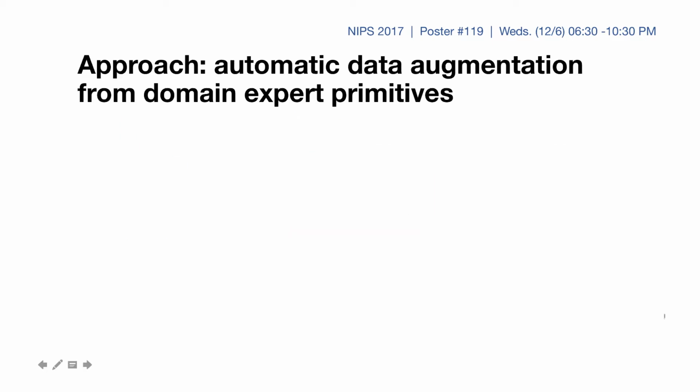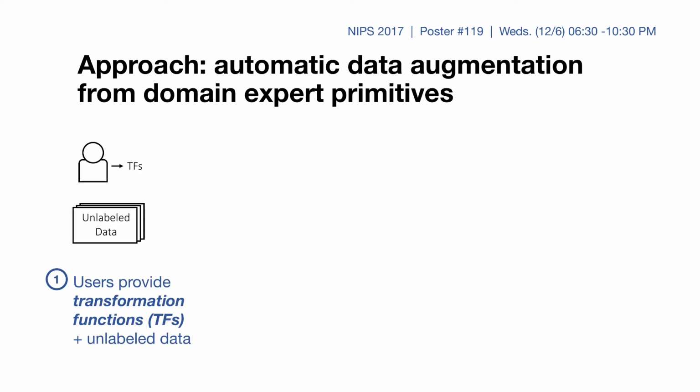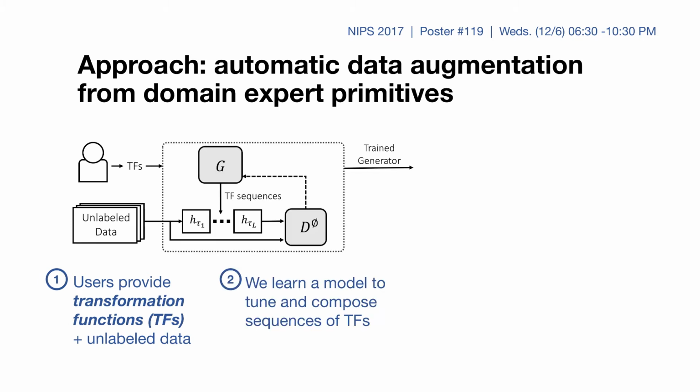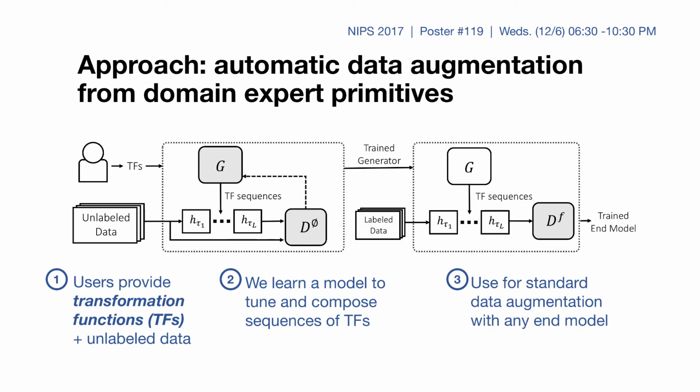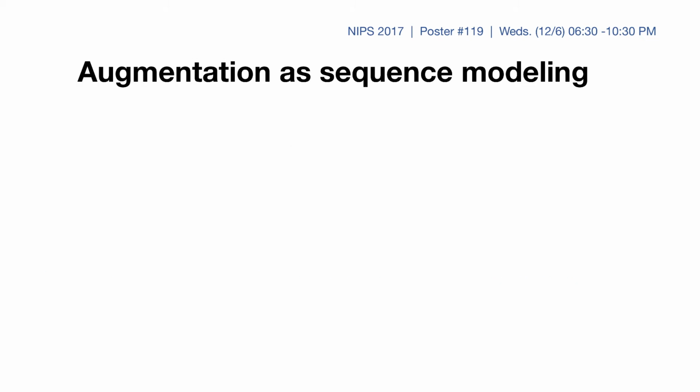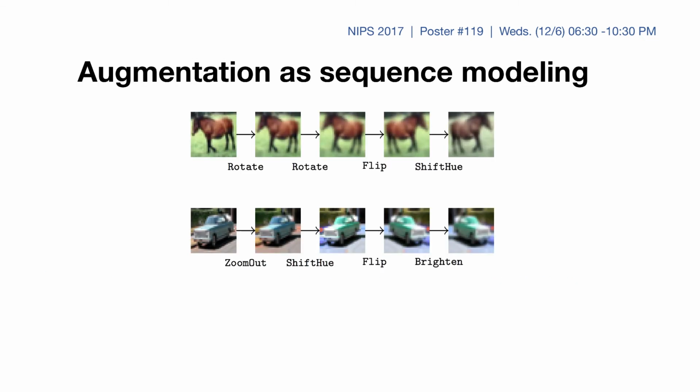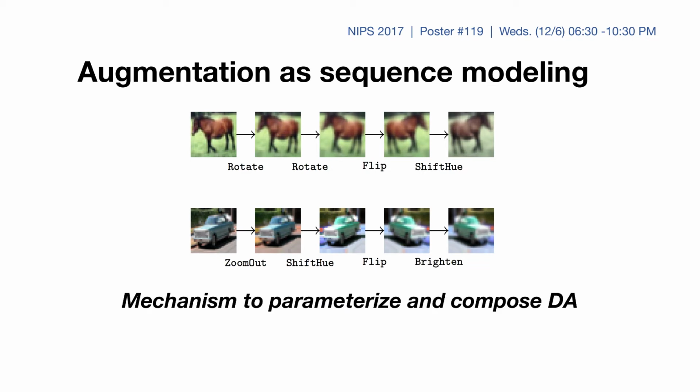In our approach for automating the development of data augmentation pipelines, users provide a set of black box transformation functions and unlabeled data. We then learn a model to tune and compose the transformation functions automatically. This model can then be used to perform data augmentation for any end model, such as a CNN for image classification. To accomplish this goal, we adopt a view of augmentations as sequences of incremental transformation operations provided by the users. This gives a simple and tractable way of tuning and composing the transformation functions.